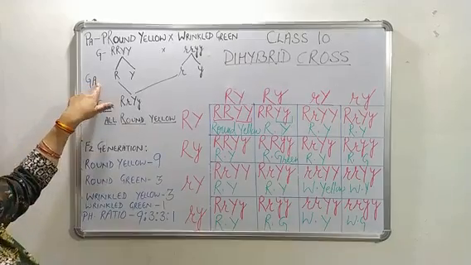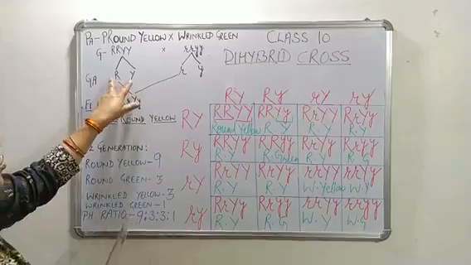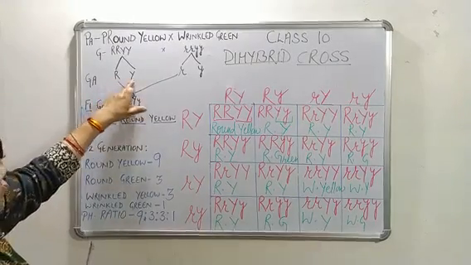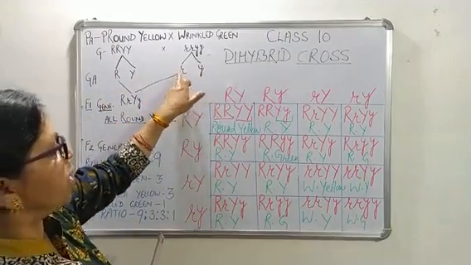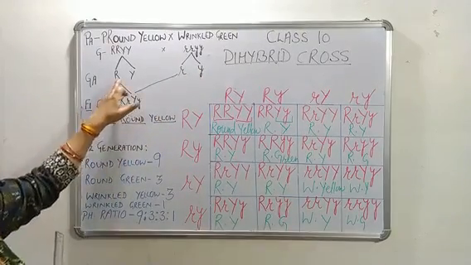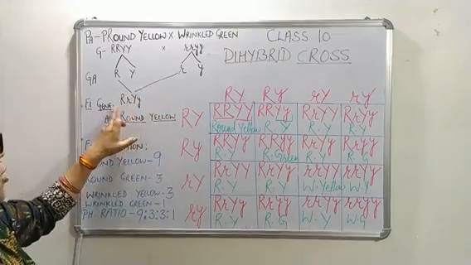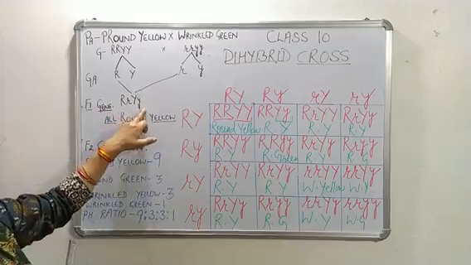These gametes are produced during sexual reproduction. Here two types of gametes are produced, capital R capital Y, and small r small y. In the F1 generation, when these gametes fused together to form the progeny, you can see these are hybrids.